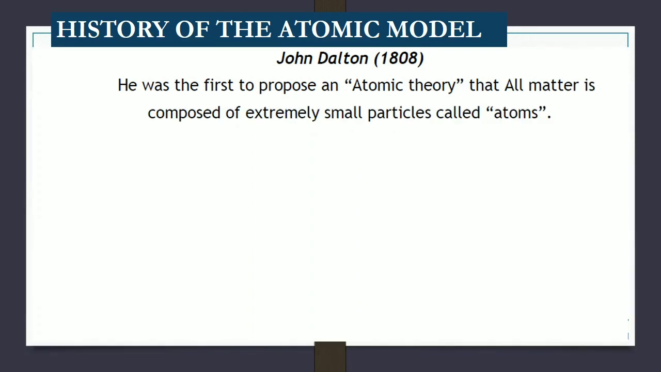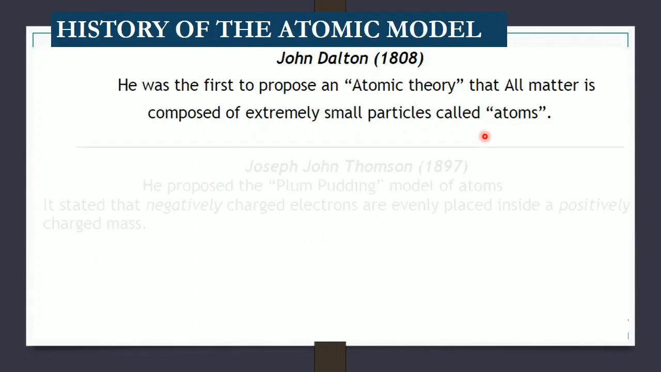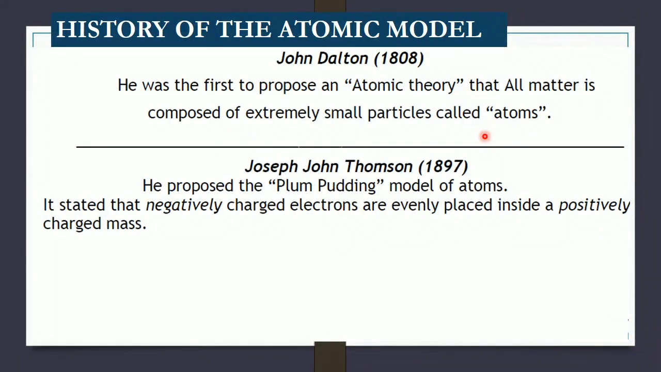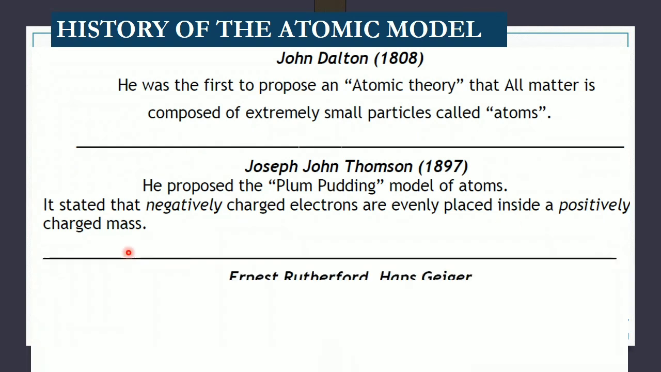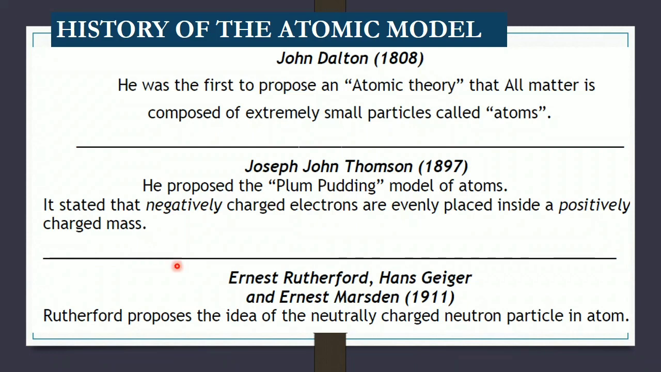John Dalton was the first to propose an atomic theory, where he discovered all matter is composed of extremely small particles called atoms. Further, in 1897, J.J. Thomson proposed a plum-pudding model of the atom, where negatively charged electrons are evenly placed inside a positively charged mass. In 1911, Ernest Rutherford, who was a student of J.J. Thomson, proposed the idea of the neutrally charged neutron particle in an atom.